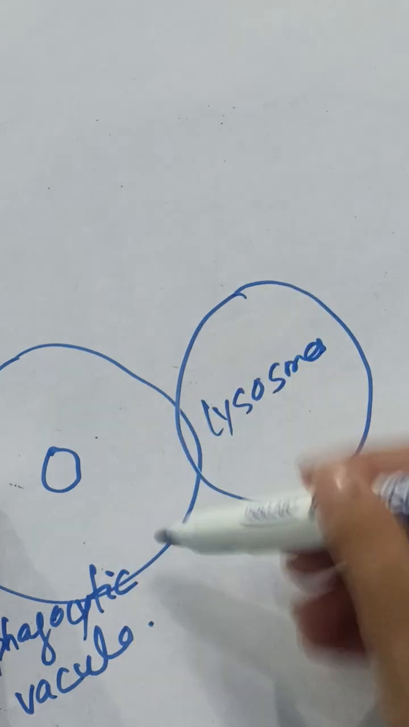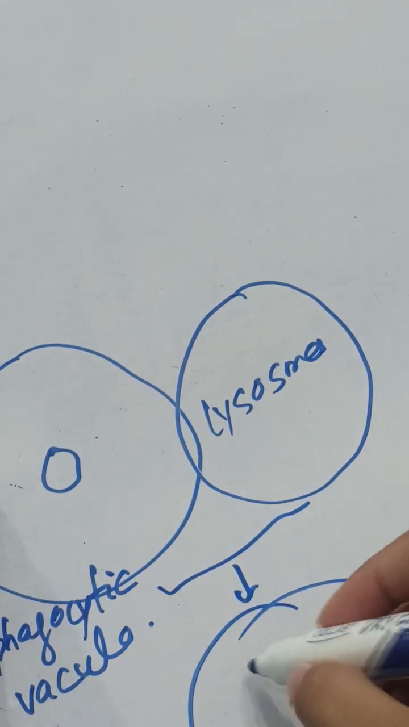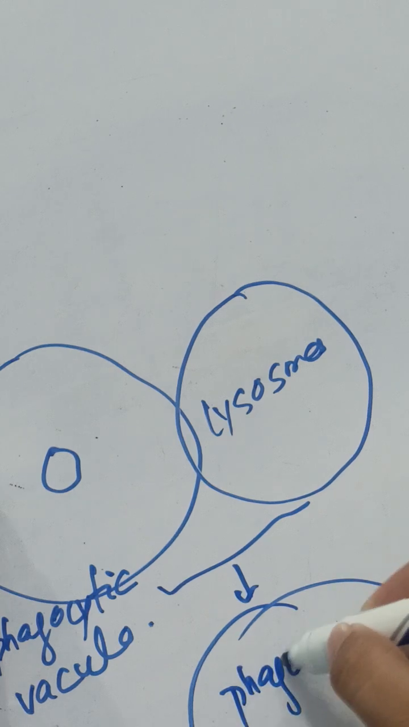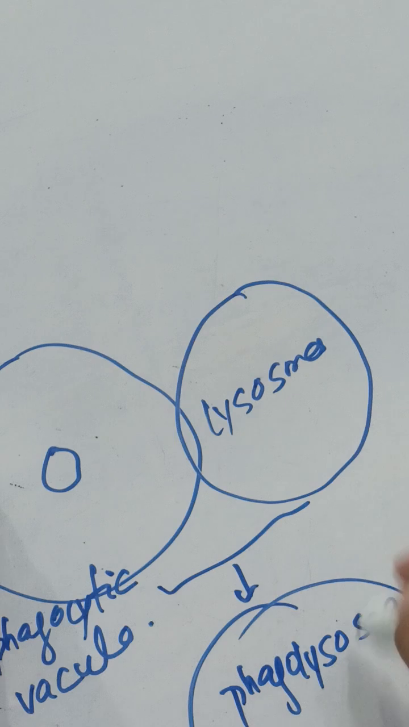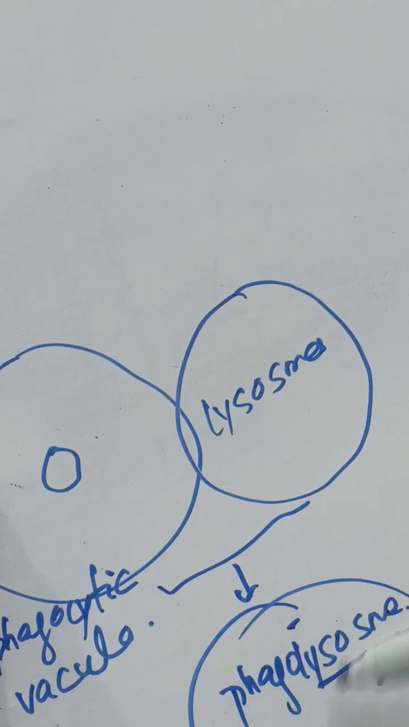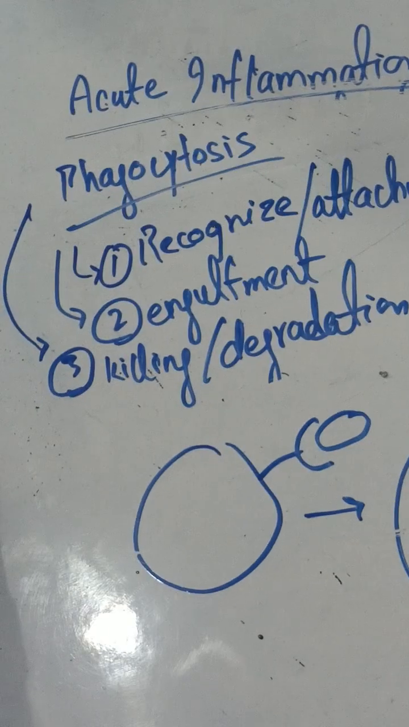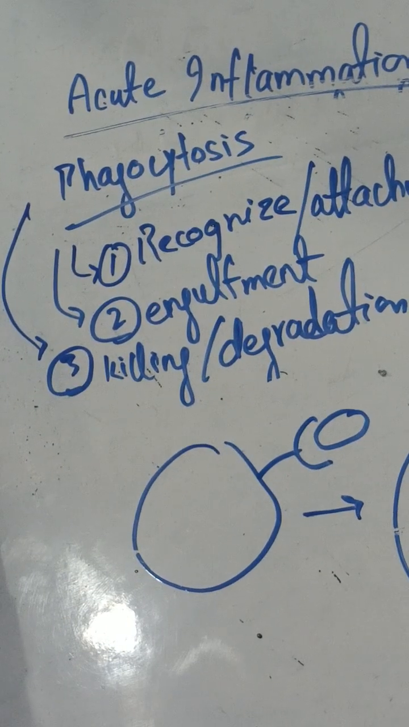They both will combine, and the product of their combination is a big cell called the phagolysosome. This phagolysosome, with the microbe inside it and the lysosomal enzymes inside it, will digest this microbe, and at the end some residues of your microbe will remain. So this is the process of killing, degradation, or engulfment.